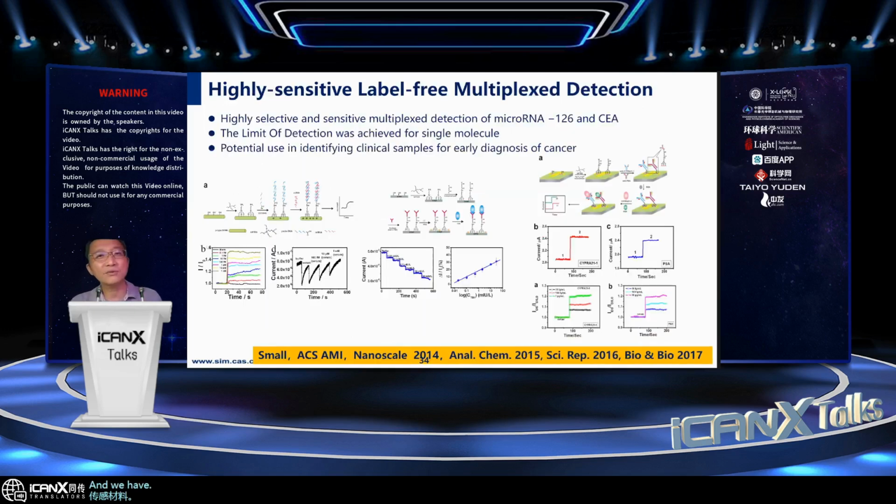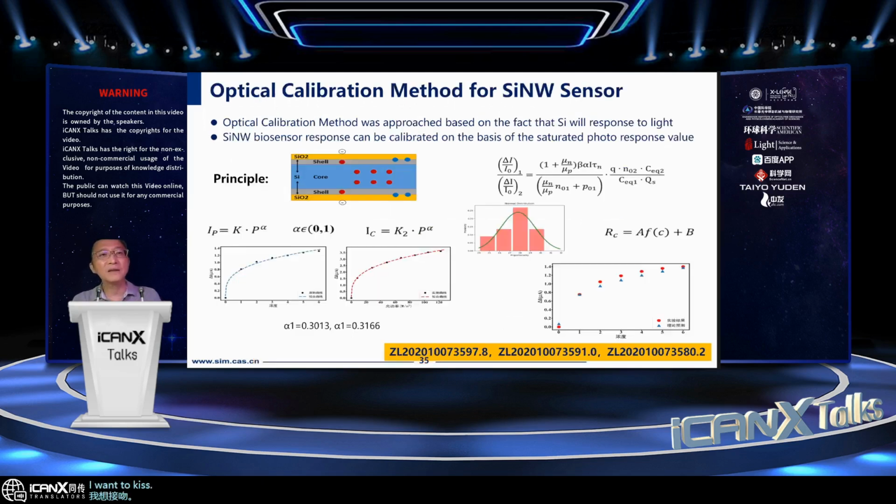And we have used our silicon nanowire to detect a lot of things. For example, microRNA and CA, this is a protein, and also a lot of things. So it can be used to detect a lot of biomolecules and also chemical molecules. But if we want to use it in our daily life, it's not enough.